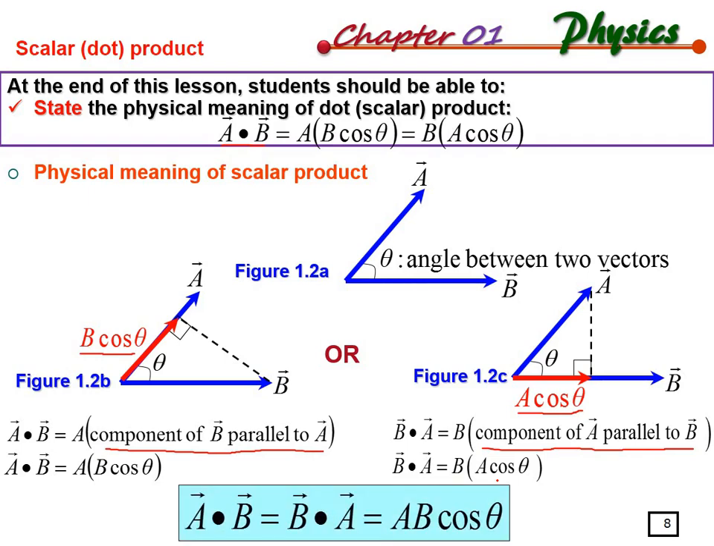Now we can conclude that the form of the dot or scalar product, vector A dot vector B, equals vector B dot vector A, equals AB cos theta.